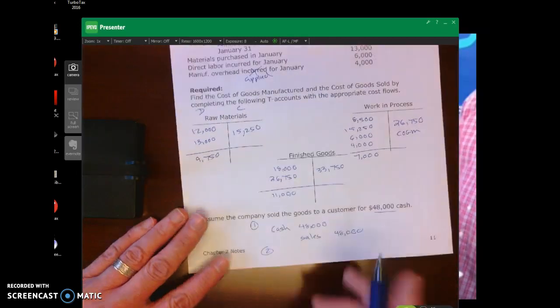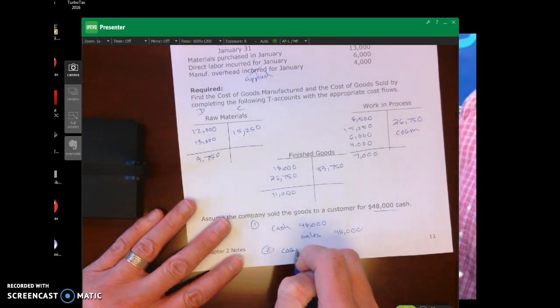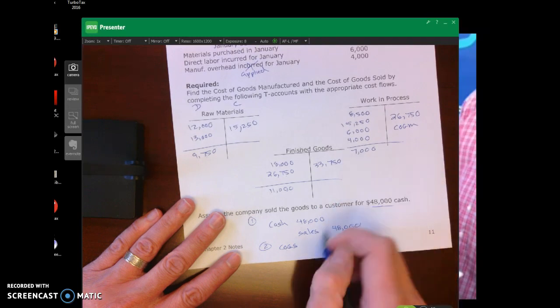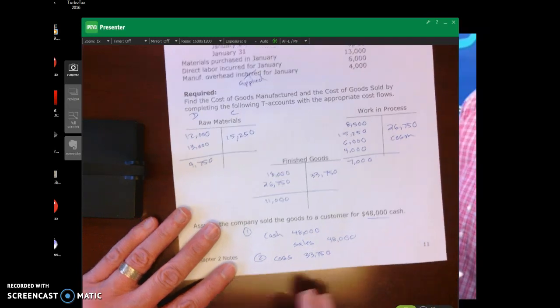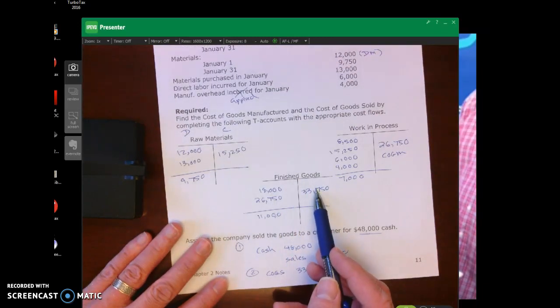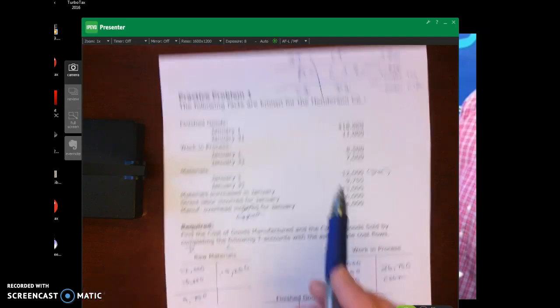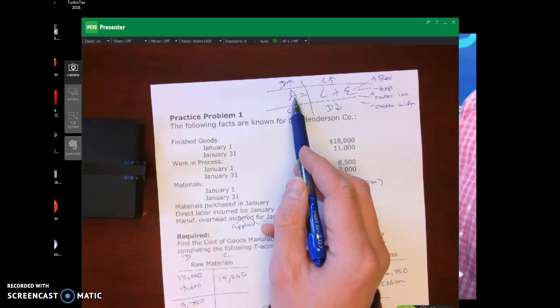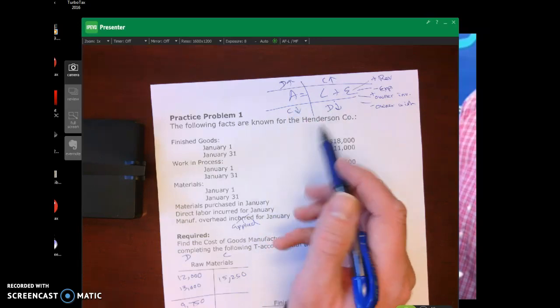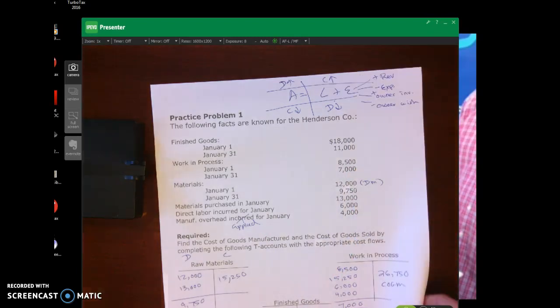So I'm going to debit cost of goods sold, COGS, for my $33,750, which is my cost, and then you can see what's going to happen: it's going to be a credit to finished goods. Finished goods is an inventory account, which is an asset. I'm decreasing my finished goods because I no longer have them. That's why I credit finished goods, because I don't have them anymore. Okay? I sold them to somebody else.